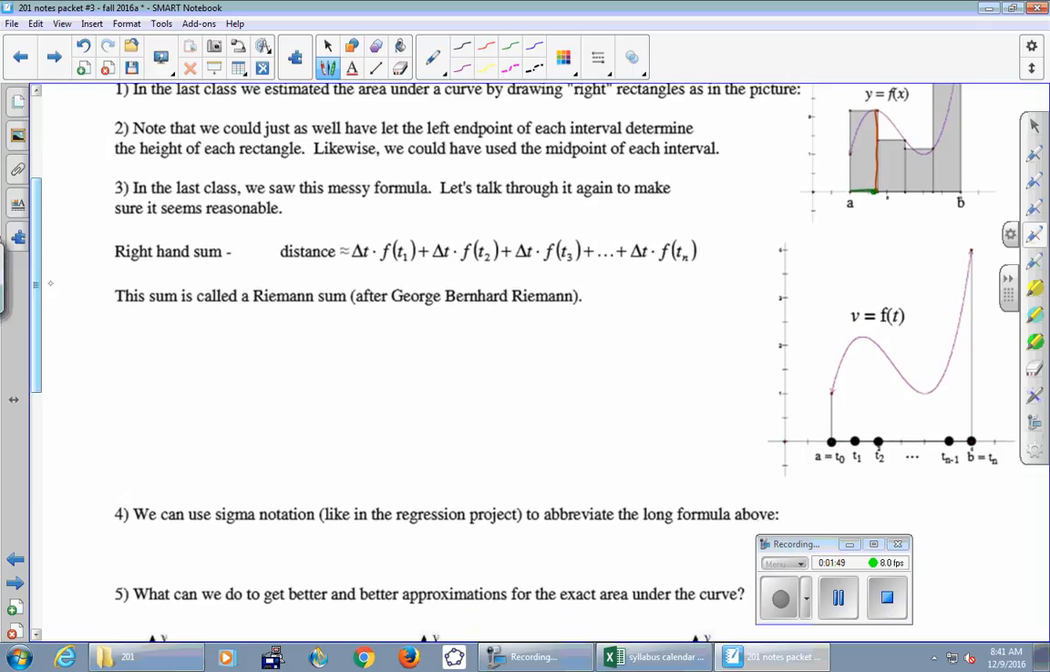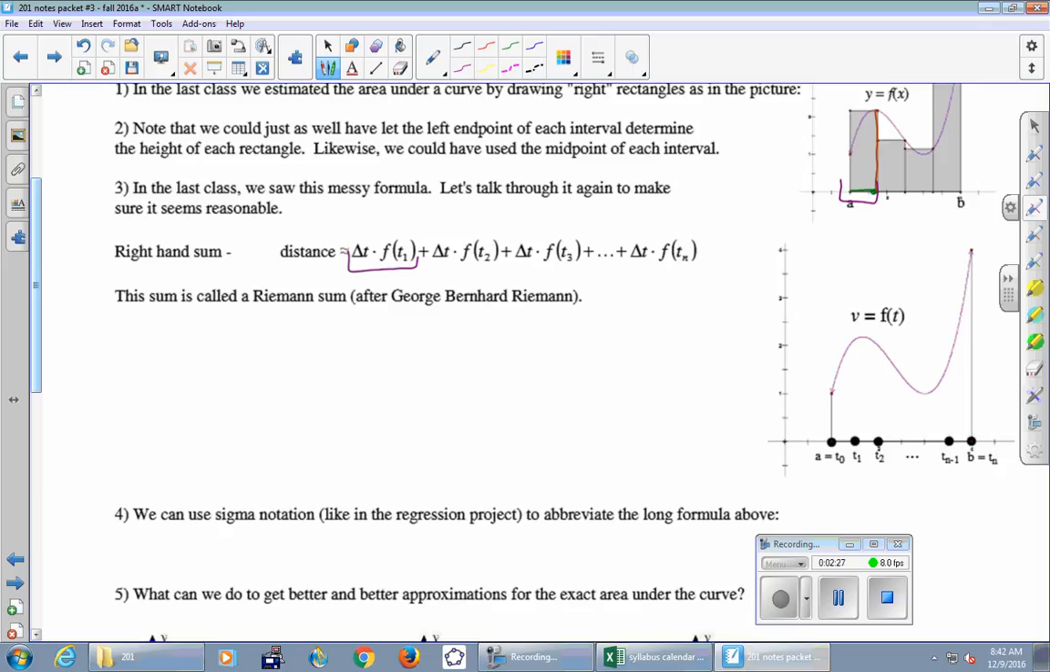In the last class, we saw this messy formula that the distance traveled, which was the area under the curve, is approximately delta t times f of t1 plus delta t times f of t2. Do you guys remember this thing? So each of these terms just represents the area of one rectangle. So that guy right there is the area of that first rectangle. F of t1 is the height. Delta t was just our symbol for the width. And then we go all the way to the end. The sum, that whole thing is called a Riemann sum, named after George Bernard Riemann.